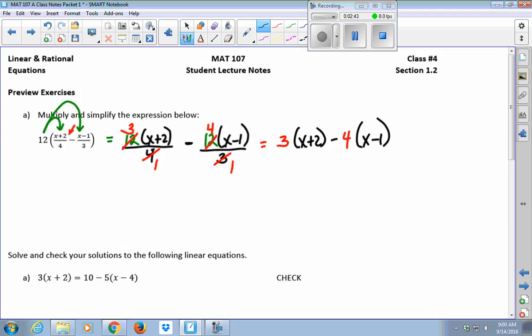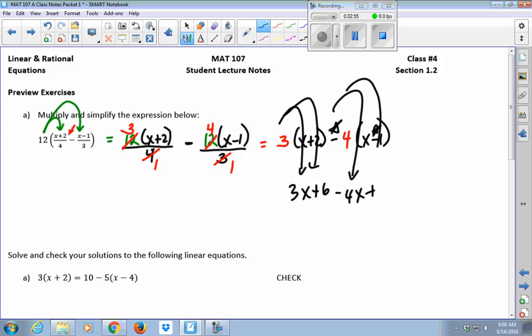Okay? And then the only problem that arises at this point is distributing that negative through. So here you have negative 4x plus 4. That tends to be the only other mistake that students make at this point, and that's negative 1x plus 10. Any questions on that one?